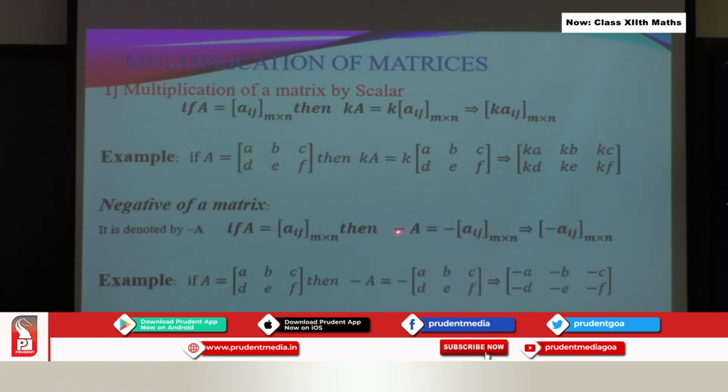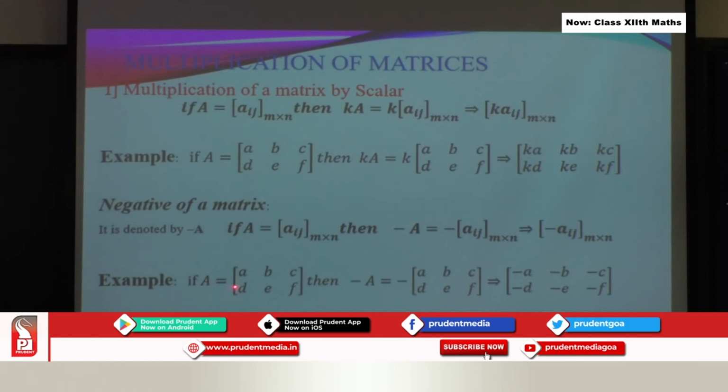So negative 1 you place in place of K, and just as you multiply this K inside the matrix, in the same way this negative 1 will multiply each element inside the matrix. Again, the order can be of any form. It can be 2 by 3, it can be 3 by 2, it can be a square matrix, a column matrix, any matrix.